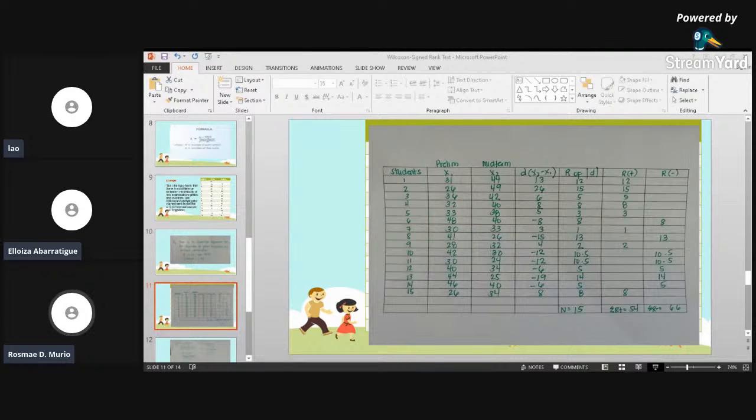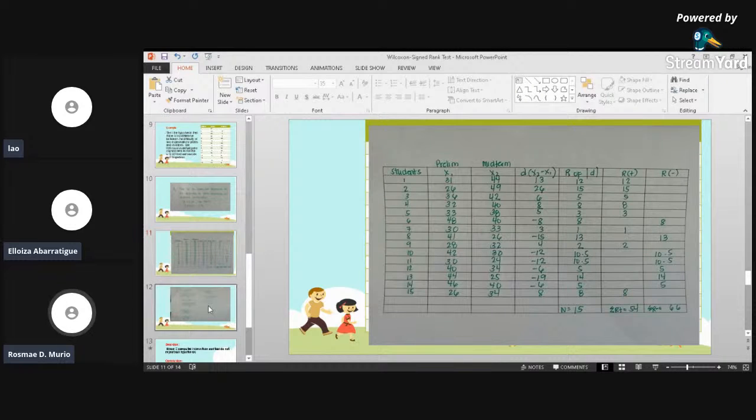So, i-add na po natin sila. So, i-add natin si 8, 13, 10.5, 10.5, plus 5, plus 14, plus 5. So, the total is 66. So, now po, dahil natapos natin ang table, we will proceed to the formula.